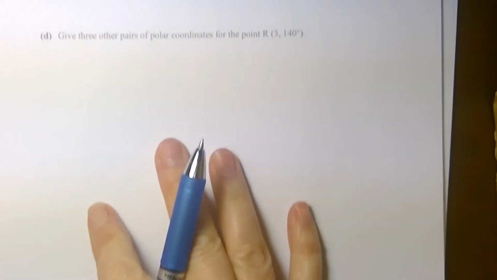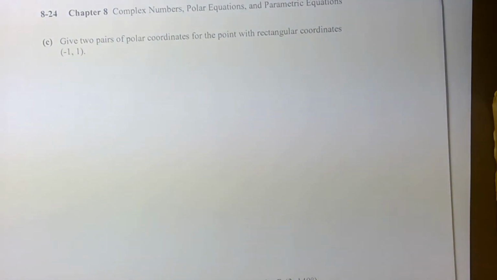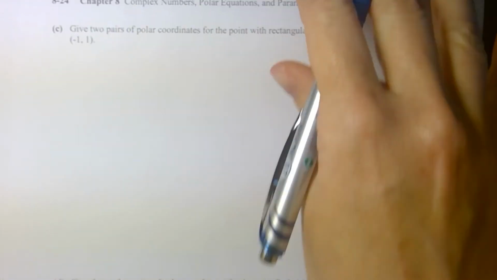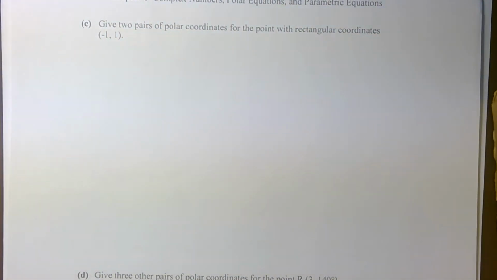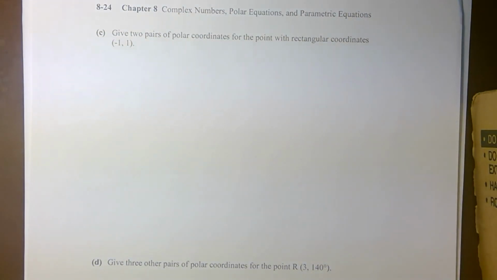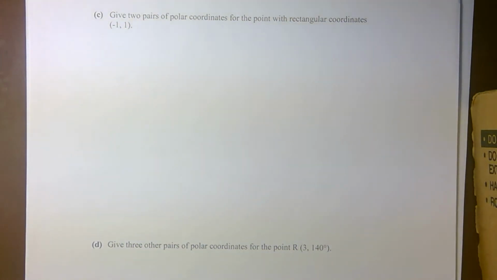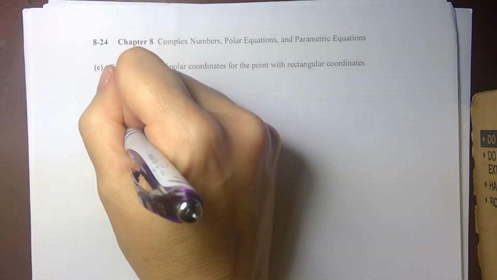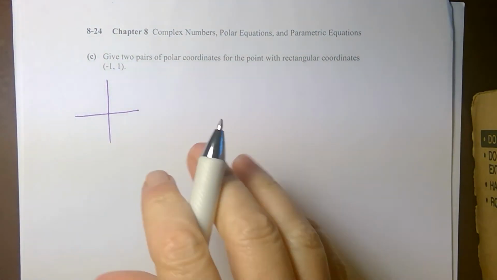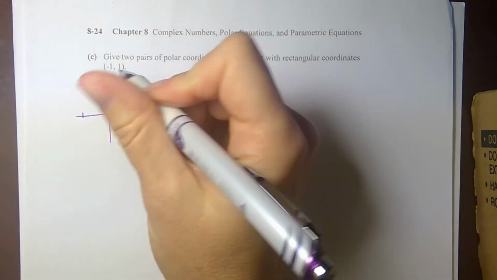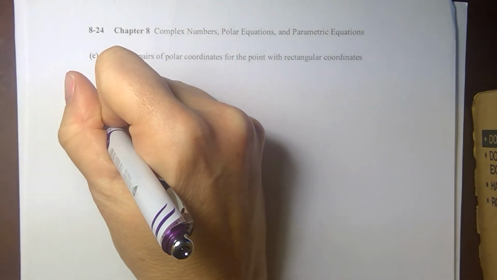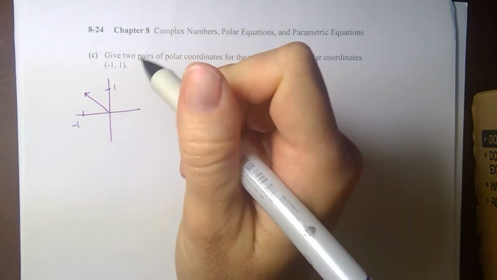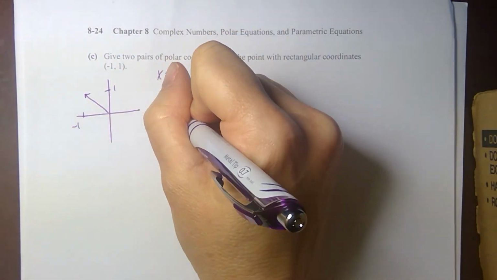Okay, let's do our last couple of examples. Give 2 pairs of polar coordinates for the point with those rectangular coordinates again. The first step is to sketch. So x is negative 1, y is 1. I'm moving into quadrant 2. That's where my vector is going to be. X is negative 1, y is 1.